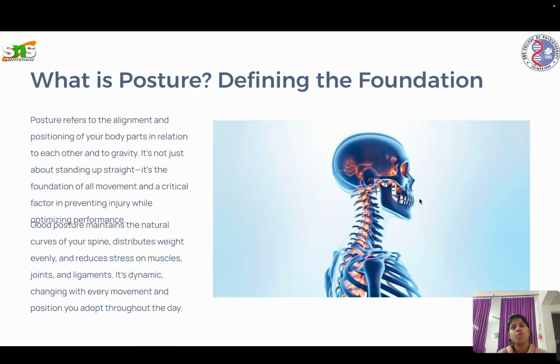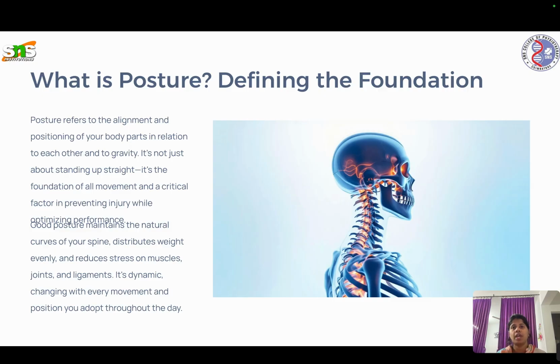So, what is posture? Posture refers to the alignment and positioning of different parts of the body in relation to each other and also in relation to gravity. It is not just about standing straight or sitting upright, it is actually the foundation for all movements that we perform in our daily life, whether it is walking, lifting, or even breathing.